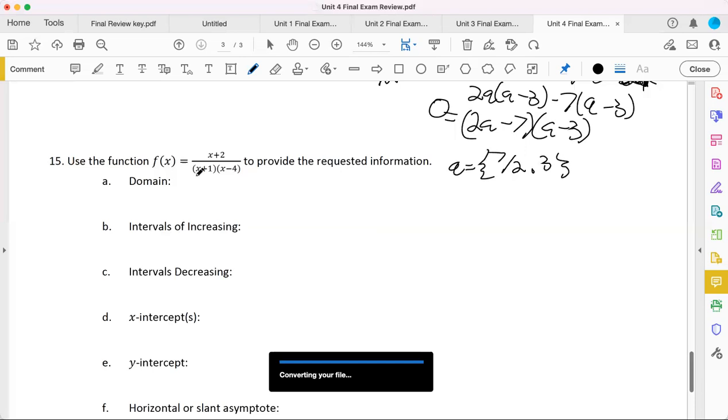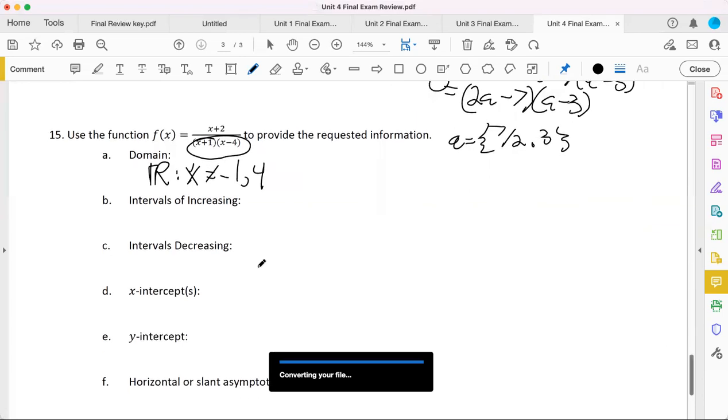Your domain for this is really coming down to the denominator. You can say it's all real numbers, except that x cannot equal the roots of this, which are -1 and 4. X-intercepts, just set the top equal to 0 and solve. So that's going to give you an x-intercept at -2. Plug in where x is 0 here and solve. So what's that? 2 over 1 times -4, which is just -1/2. So 0, -1/2. That's it.